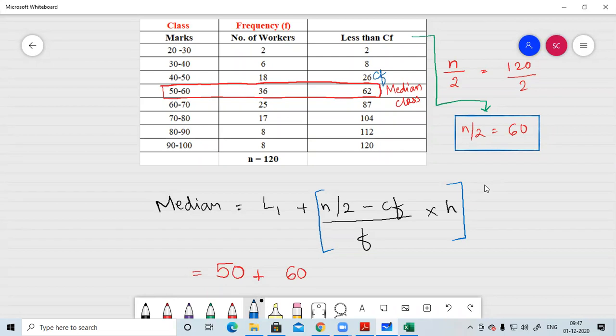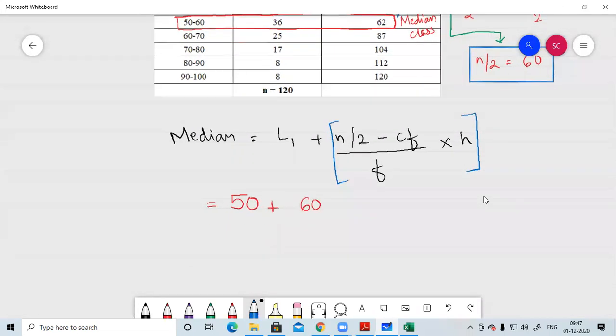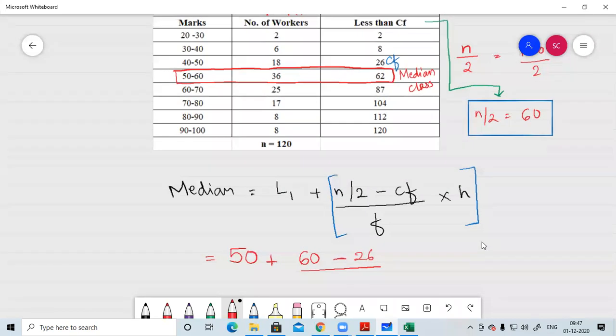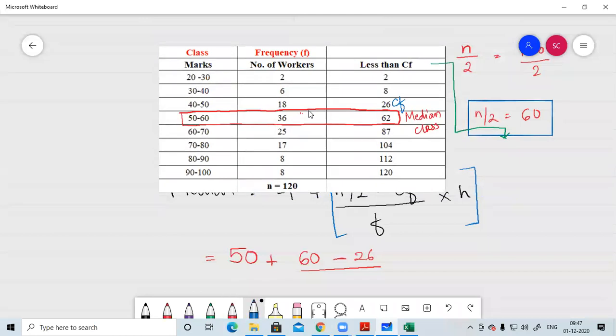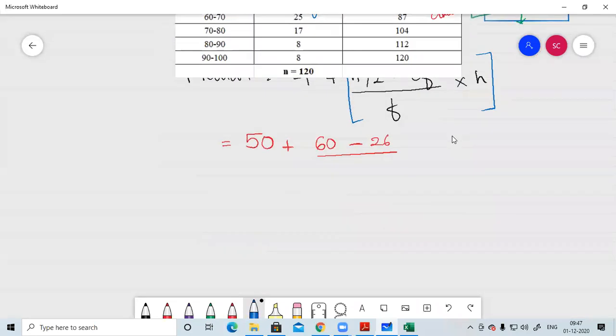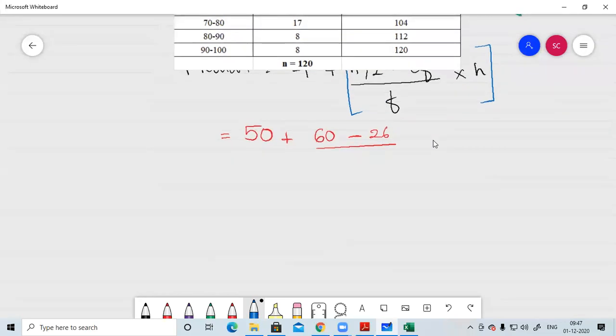26. So you will do 50 plus 60 minus 26, divided by F, which stands for frequency of median class. Now the frequency column of the median class is this one. So you will have frequency of median class as F. Did you understand this? So divided by, yes, beta, I will definitely repeat.